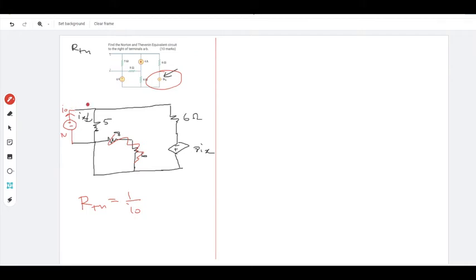So let me just resketch it. I know that I don't have to resketch it, but just to let you see the final outcome of the circuit. Basically your new circuit is this.